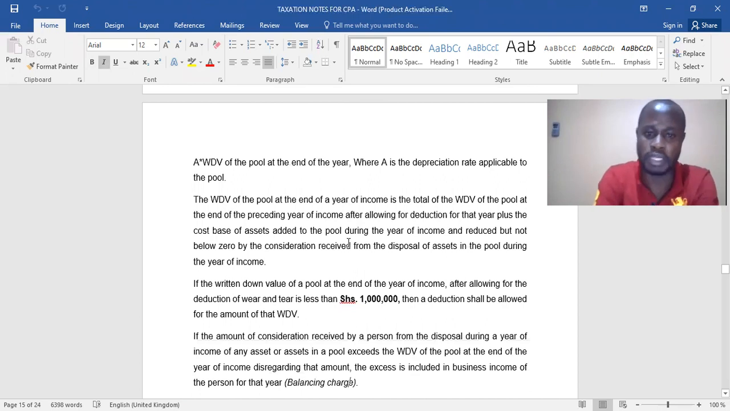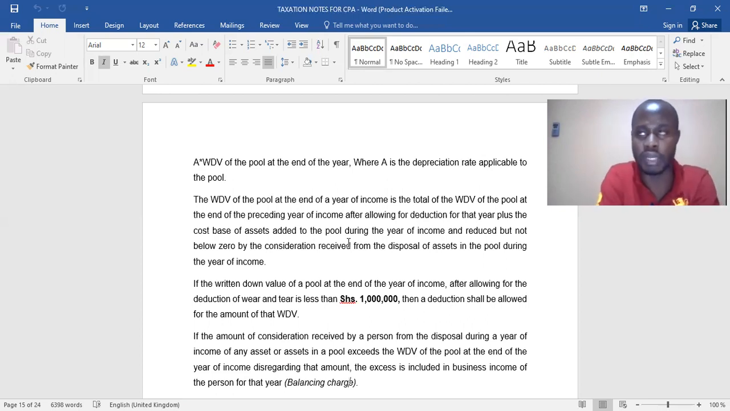So what happens is that the written down value of a pool at the end of the year of income would be the total written down value of the pool for the previous year. You add on the additions for that year, then you deduct any disposals for that year, also for the particular pool of assets. A pool is the class.